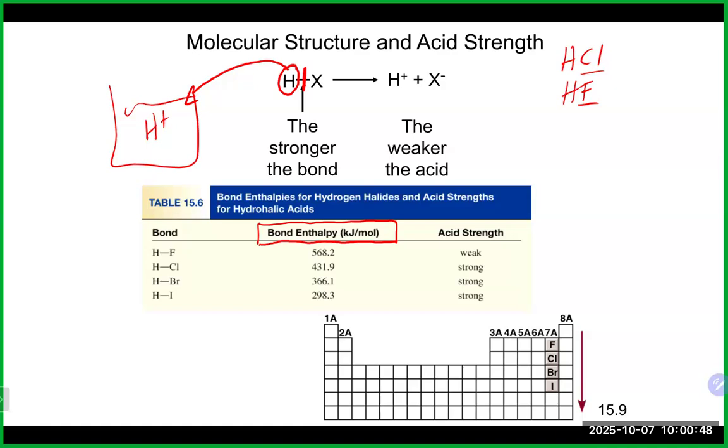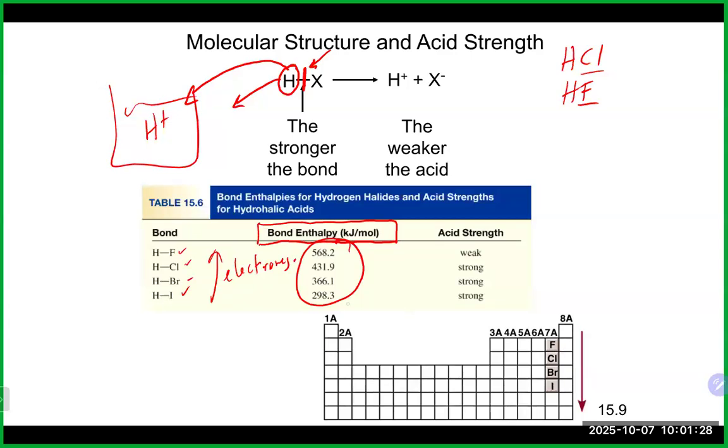So when we look at bond energy in terms of group 7, which is our fluorine, chlorine, bromine, and iodine, remember electronegativity does increase as you go up, but in this case, it's actually the bond energy, our enthalpy, that's really important. And the stronger the bond enthalpy, the weaker the acid is going to be. It's as simple as: I need that H to come off to be an acid. So if it takes a lot of energy to break that bond, not a lot of H is going to come off in comparison to something that doesn't take a lot of energy to break that bond.